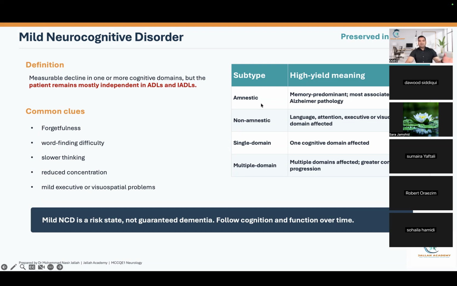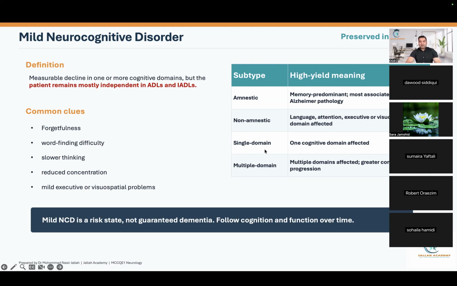If the patient has mild neurocognitive disorder, but it's non-amnestic, it means the memory is not predominant. The patient has problems with language, cannot find the proper word, like he's looking for a proper word to use, or he's missing out on words. He has problems with attention. He cannot focus, or the executive or visual spatial domain is affected.